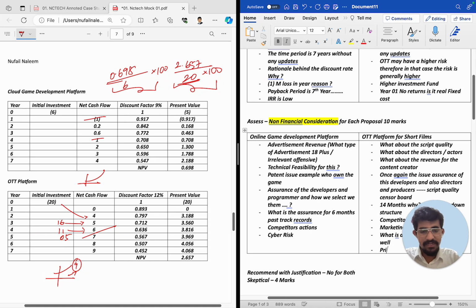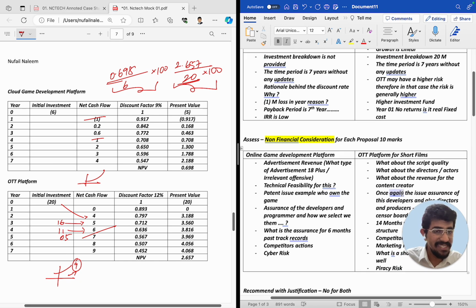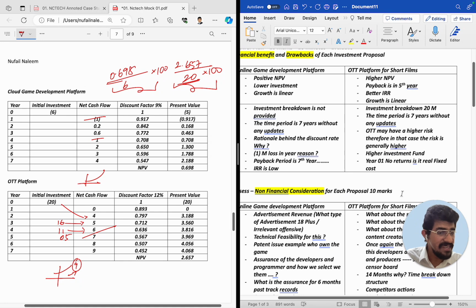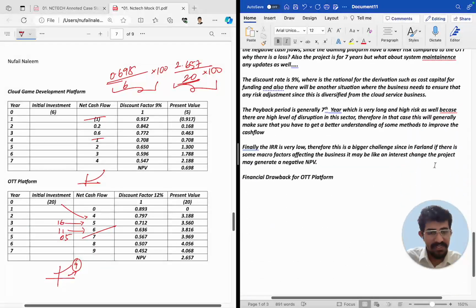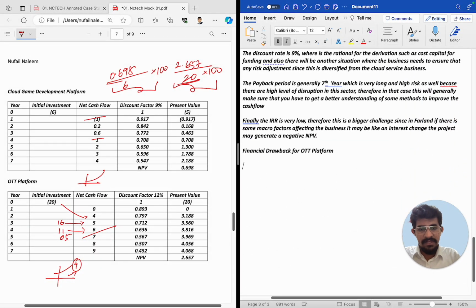So I'll just write down here piracy risk, students. People downloading your things, piracy risk is also there, if I'm not mistaken. Just keep that in mind, students. That is one factor to be considered at the end of the time. So the next thing is high investment fund, and year one no return. That's the issue. So I'll just write down here, the investment needs higher investment funds. Correct, no, students, if I'm not mistaken.